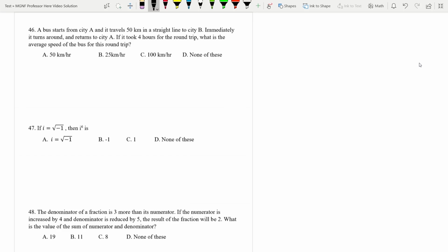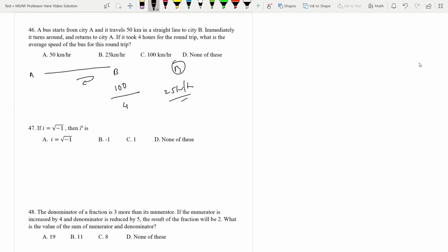Question number 46. A bus starts from city A and it travels 50 km in a straight line to city B. Immediately it turns around, okay, it reaches here and it turns around and returns to city A. If it took 4 hours for the round trip, what is the average speed? Okay, so average speed is equal to total distance covered divided by total time taken. So here the bus travels from A to B 50 km, B to A 50 km. So total distance is 100 divided by total time taken, which is 4. That becomes 25 km per hour. Option B is the answer.